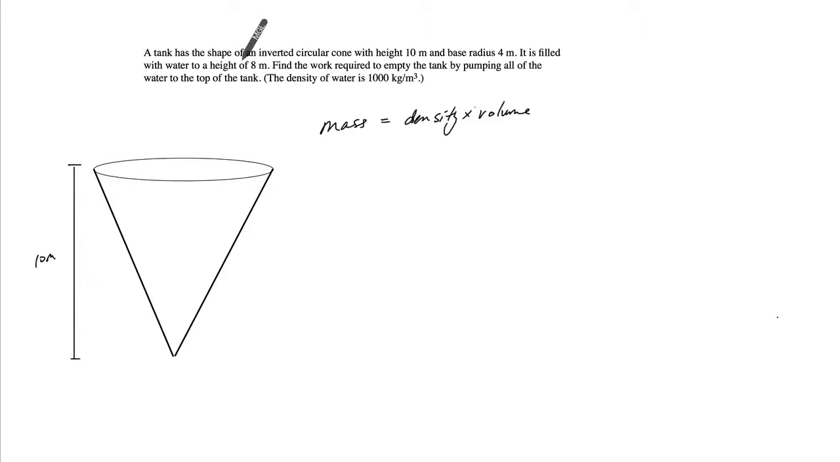The tank has the shape of an inverted circular cone with height of 10 meters and the radius is 4 meters. It is filled with water to the height of 8 meters. So let's see if I can pick a watercolor here. So let's say that's 8. So it looks something like this. So the water is up to that level.